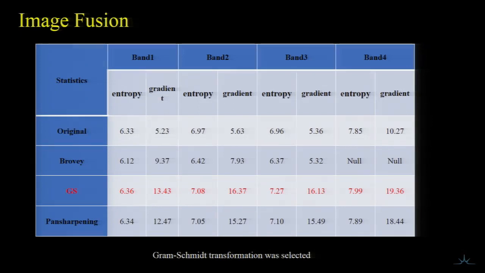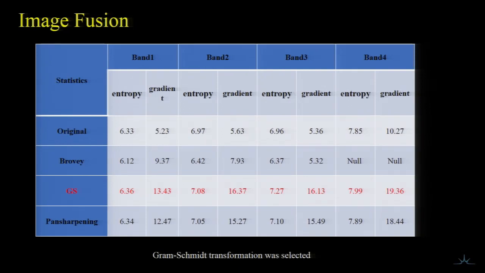So here's the table of the statistics from the image fusion methods. The first row is original data. I use 2 statistics. The first one is entropy. The second one is gradient. So entropy is a criterion for how much information this image can provide to us. The gradient is how we can use the spatial texture of the image to do things like water body extraction. So I also include the 2 statistics for all 4 bands of the image.